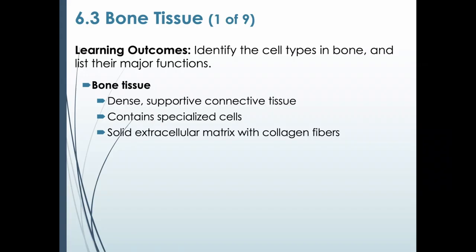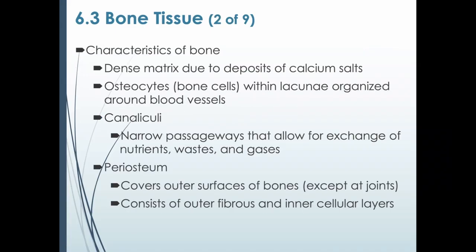When we learned about our tissues and the categories, it is dense connective tissue that is supportive. It is going to contain specialized cells. It's going to have solid extracellular matrix with collagenous fibers. Extracellular is outside of those cells. The reason for that dense matrix is because there are lots of calcium salts deposited, and these calcium salts help to lead to that support structure of the bone.